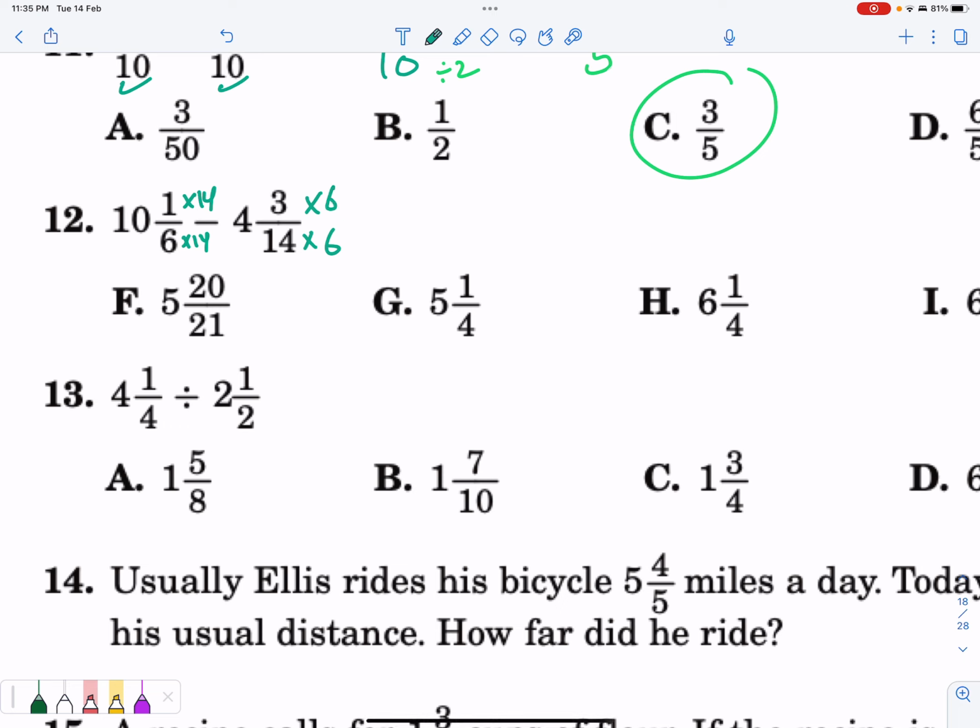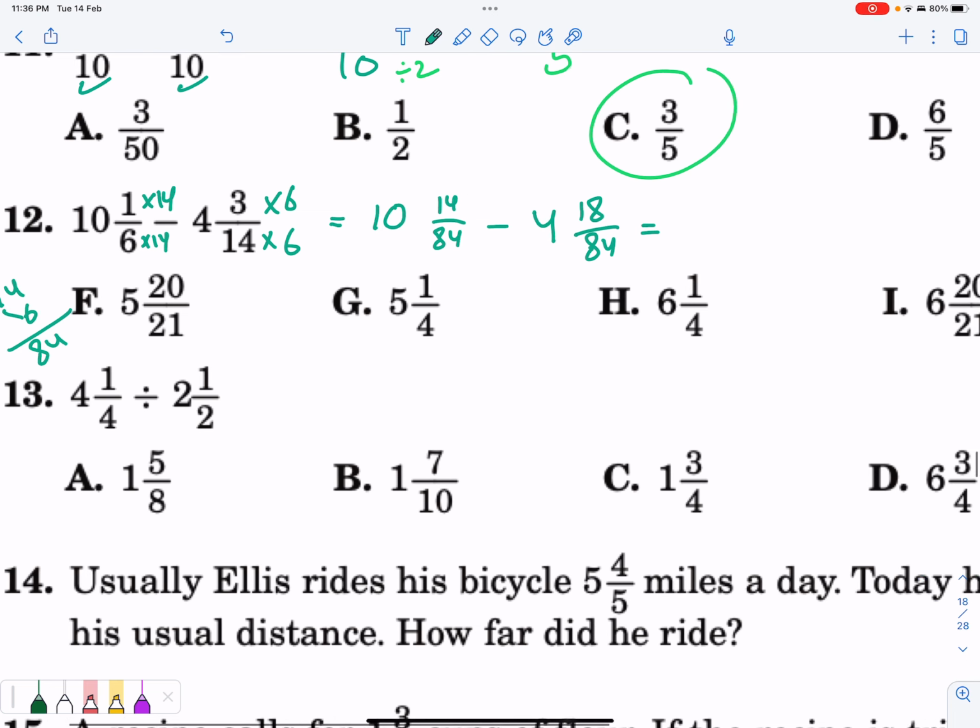Okay, so let's do that. The whole numbers will stay the same, so here I will have 10. Here 14 times 1 is 14 over 6 multiplied by 14. Let's multiply that. 6 times 4 is 24, so 4 down, 2 up. 6 times 1, 6 plus 2, 8. So the common denominator will be 84. Minus, the whole number will stay the same. 3 times 6 is 18 over the same denominator, which is 84.